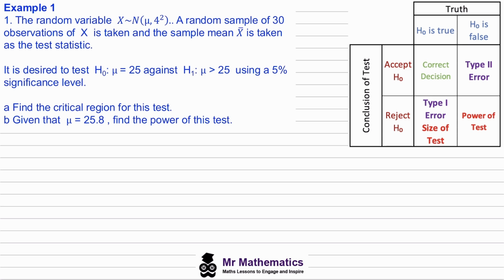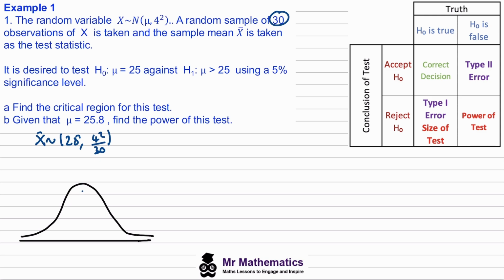The first thing we need to do is to find the critical region. If we assume that the sample mean is distributed with a mean of 25 and a variance of 4 squared divided by the sample size of 30, then we can sketch this distribution, and we know the peak will be at the average of 25.